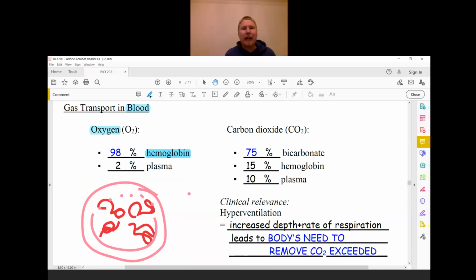Let's have a look at the carbon dioxide transportation. Well, about 3/4 of the carbon dioxide is transported as bicarbonate, the remaining 15% bound to hemoglobin and 10% dissolved in the plasma. So that gives us an idea of those.